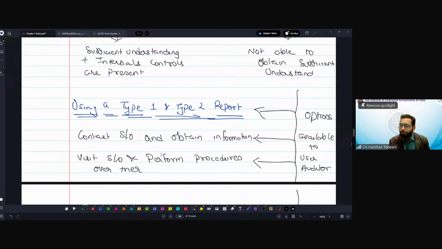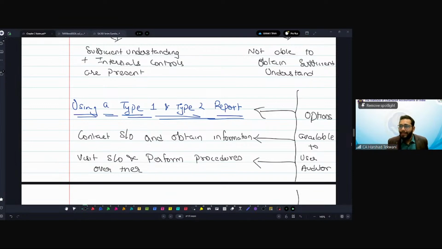Sir, while obtaining such information from the service auditor, or having contact or communication with that service organization, do we need to have any permission from management before doing that? See, usually communication is required to those charged with governance and the management that we are going to do that. But I don't think any permission is required.